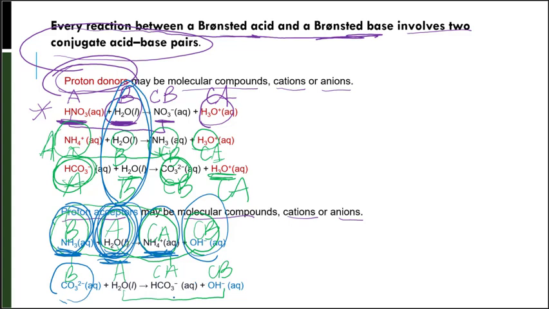And finally, CO3 versus HCO3. The right side has more H's, therefore it's the acid. H2O is the acid. OH is the conjugate base.